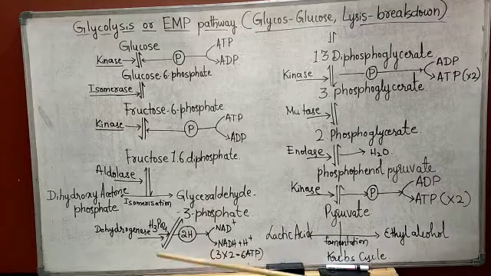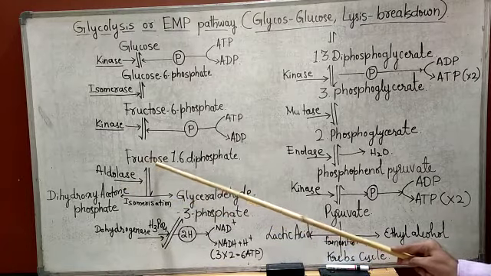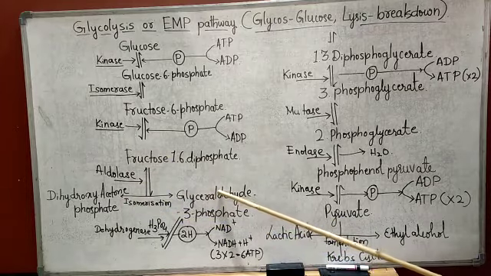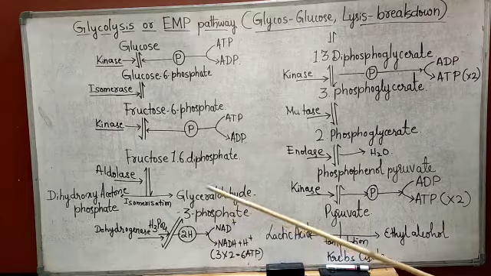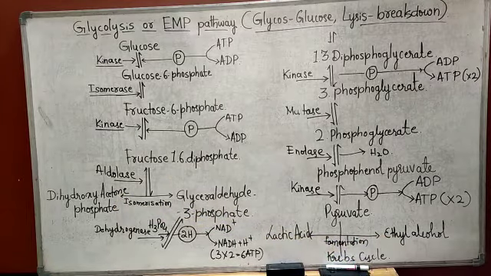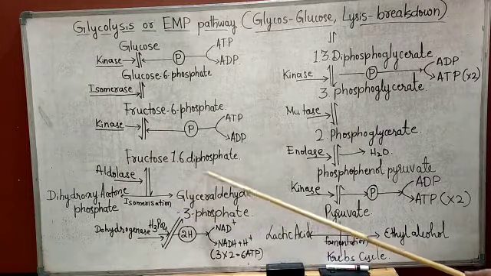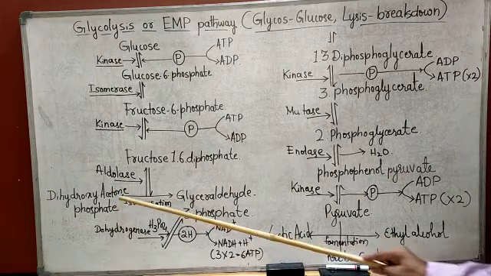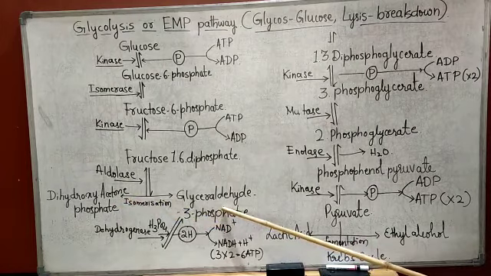It is cleaved into two trioses, 3-carbon compounds. One is glyceraldehyde 3-phosphate, another one is dihydroxyacetone phosphate. Fructose 1,6-diphosphate is cleaved into two trioses, dihydroxyacetone phosphate and glyceraldehyde 3-phosphate.